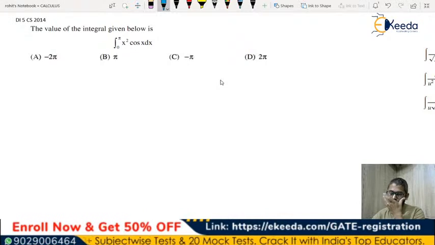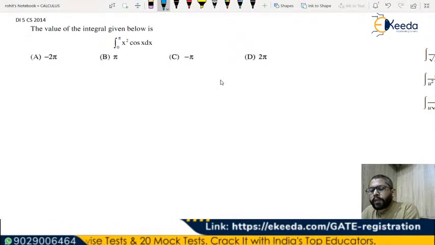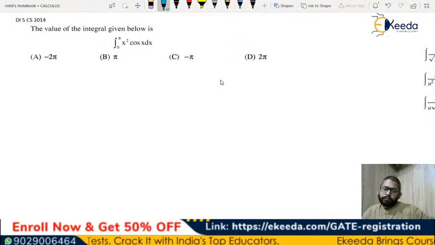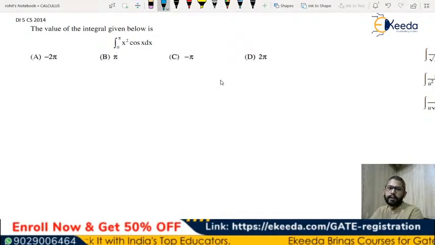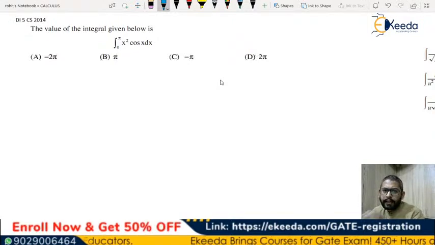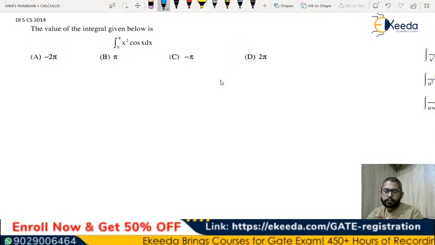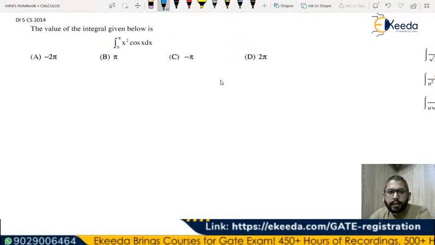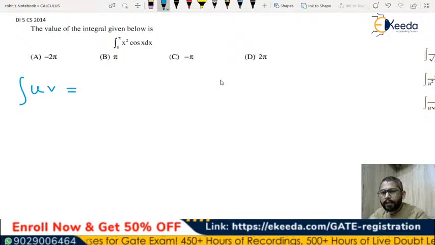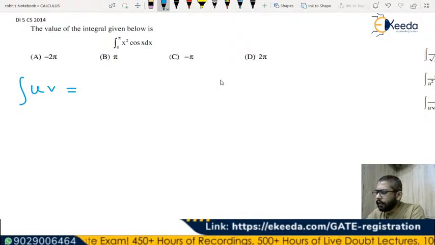Let's see this one. Before solving this, I'll have a different method or different view on this. The thing is, this x square and cos x cannot be mixed, right? So in that case, the integration of uv can be done. I'll have to see.